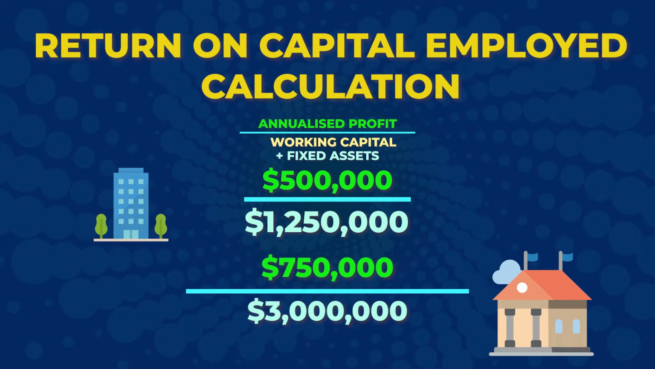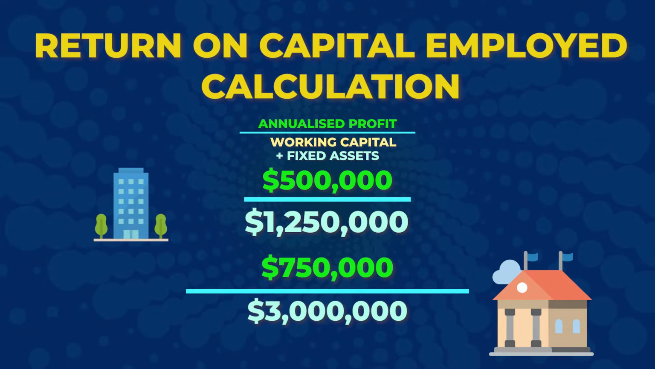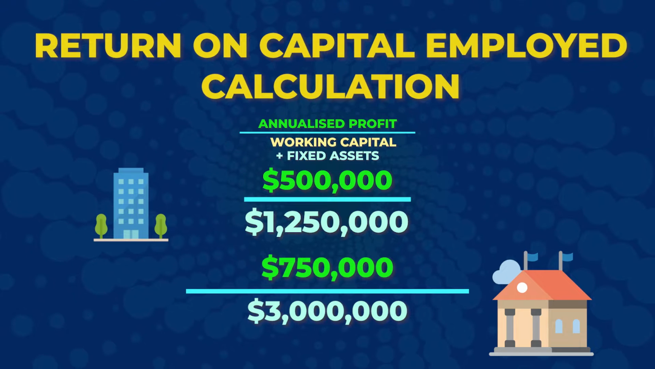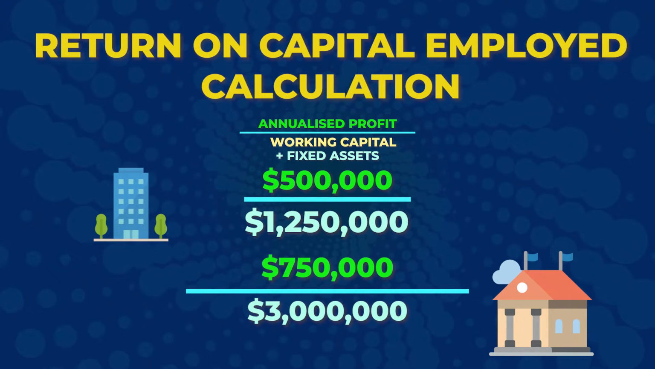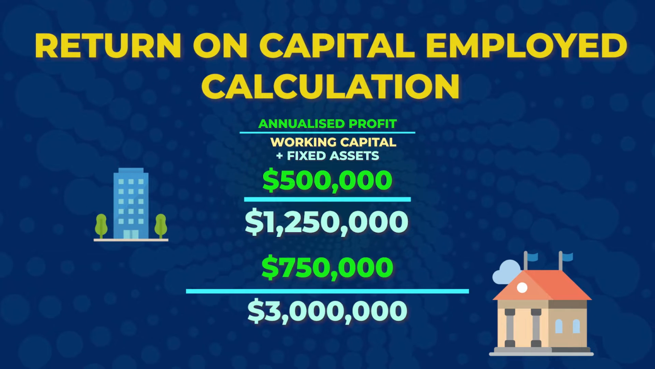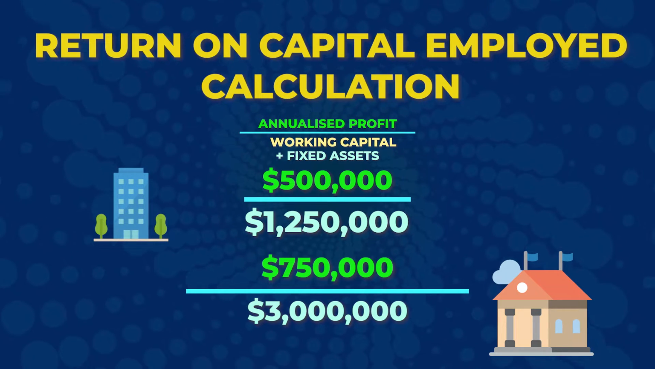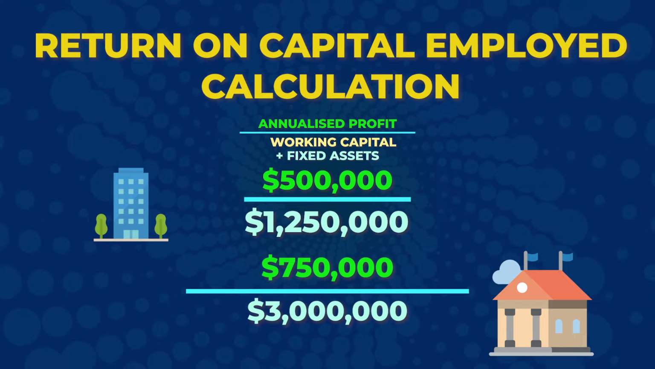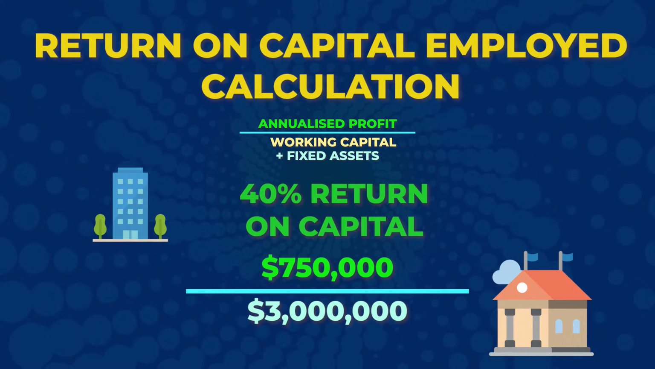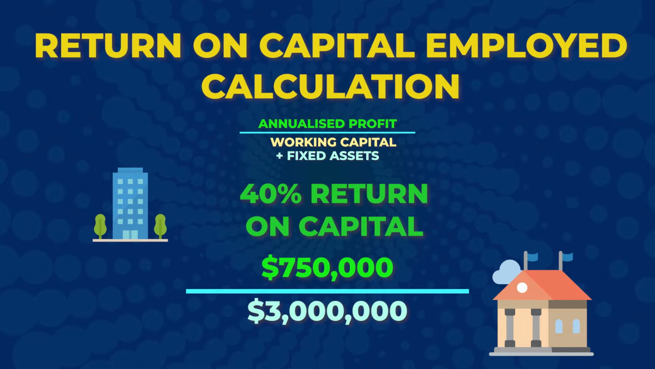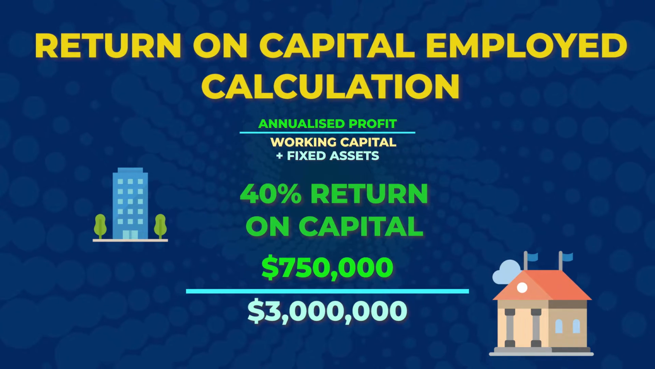On face value, you would think that the $750,000 business would be a better business because you're getting $750,000 worth of return versus the $500,000 business. However, the numbers don't show that to be the case. Business A has a 40% return on capital, which is the $500,000 divided by the $1.25 million.